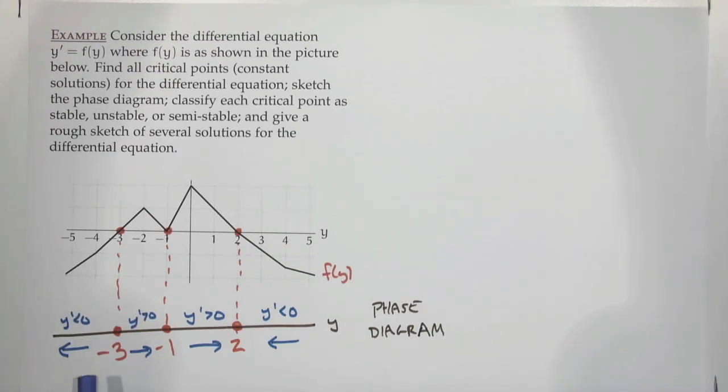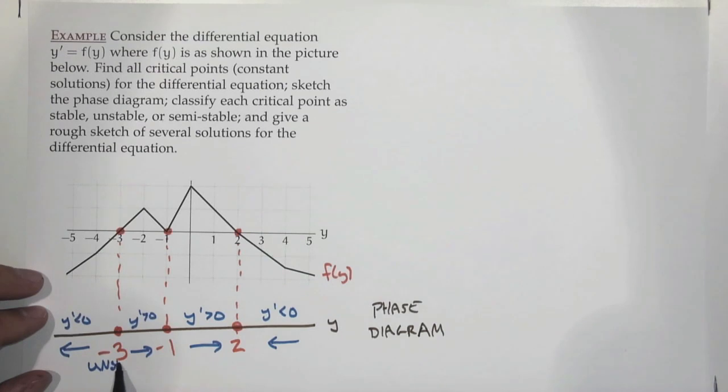Okay, so -3. What can you say about it? Unstable. -1. What can you say about that? Semi-stable. You just follow the arrows. 2. Stable.